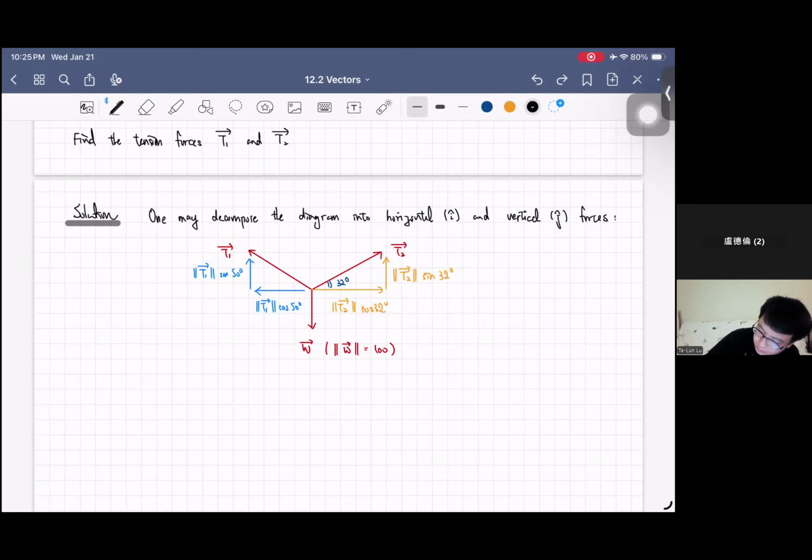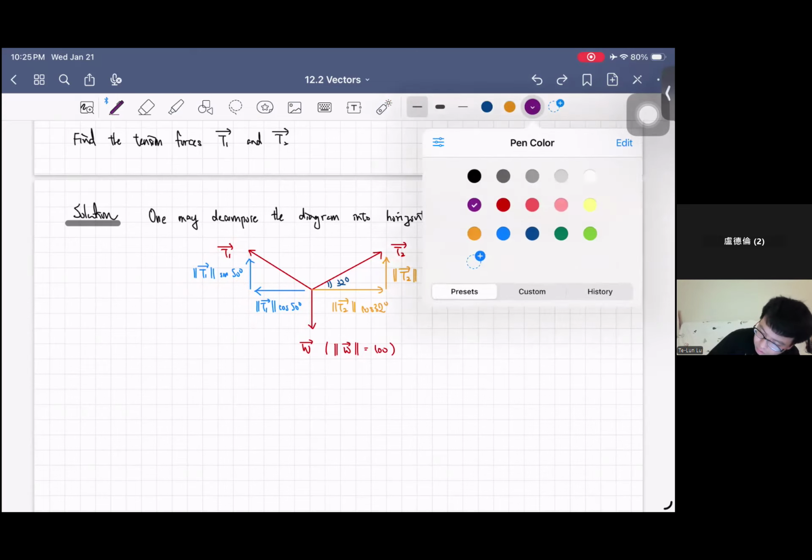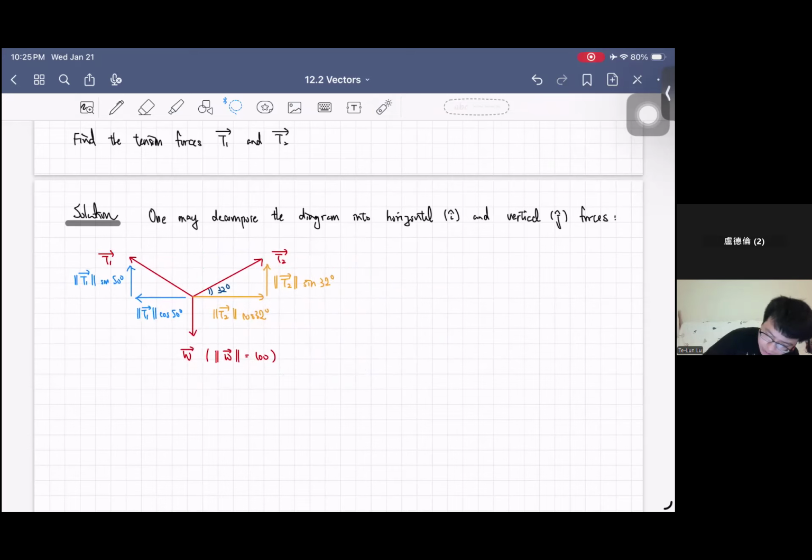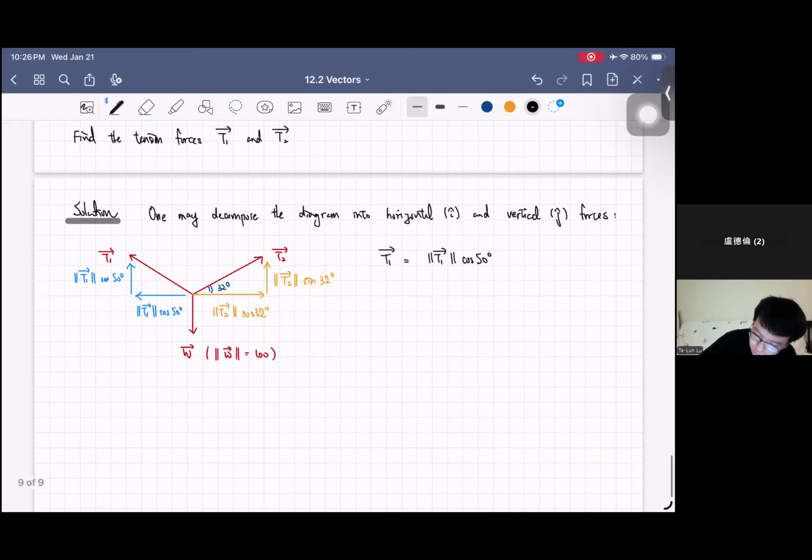What we have done here is that, let me use black, we have decomposed T1 into two directions. One is the vertical direction. Oh, sorry, this is the horizontal direction. And this is going negative, right? Say we define left to be negative. So we're going leftward, which gives you a minus sign. Be careful about this.